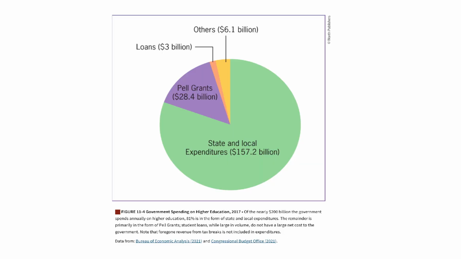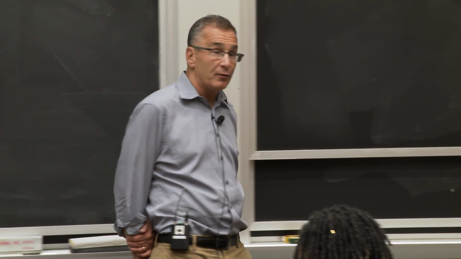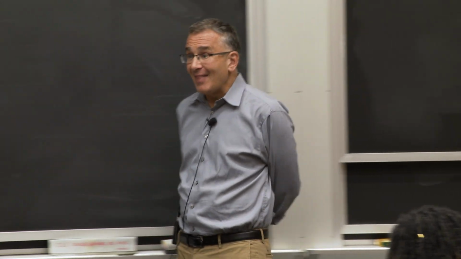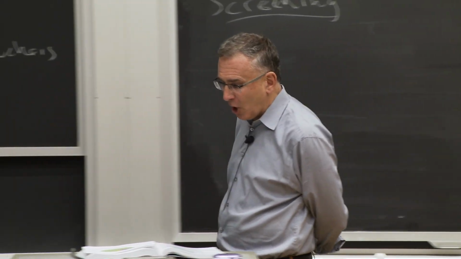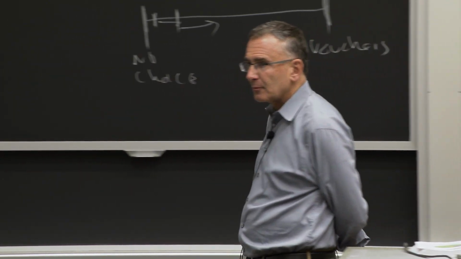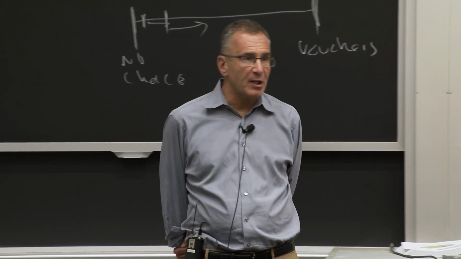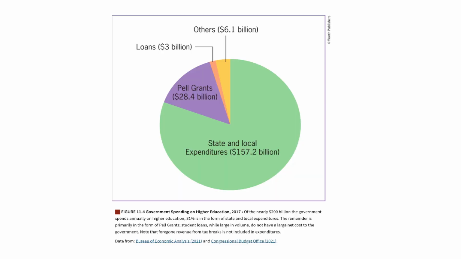Okay? The major way the government's involved is public universities. Like I said, 60% of university students do attend public universities. And that is by far the largest expenditure of the public sector on higher education. Okay, is these public universities. Second biggest is what we call Pell Grants. Pell Grants is a program that provides grants to attend school for lower income families.